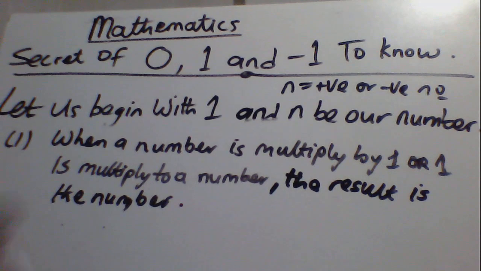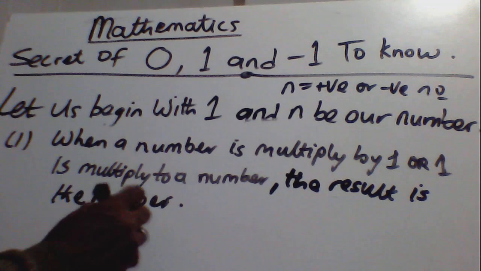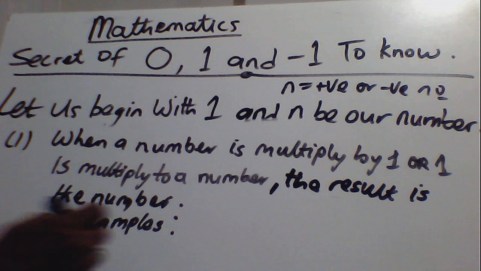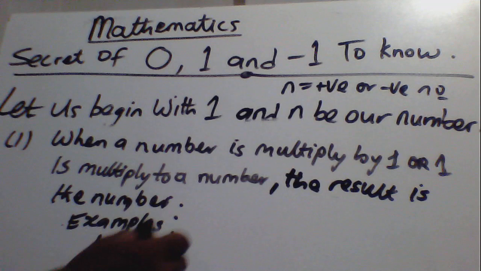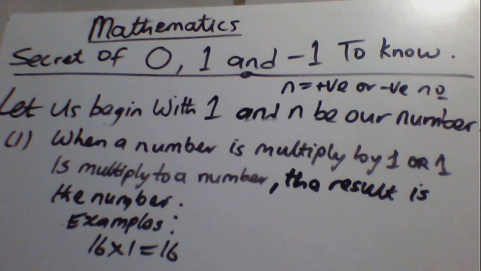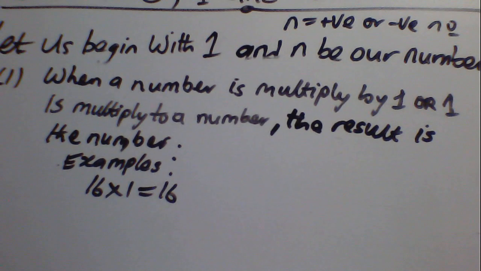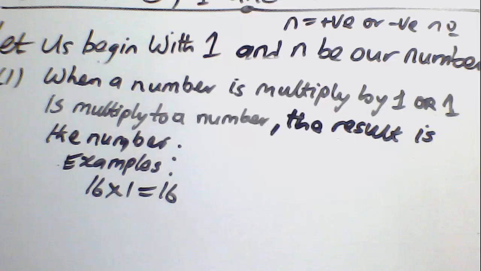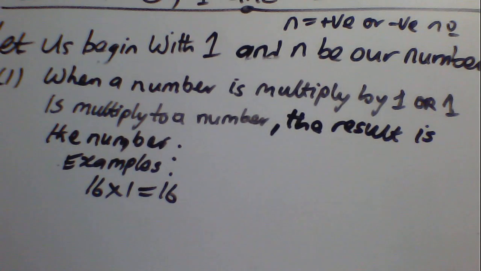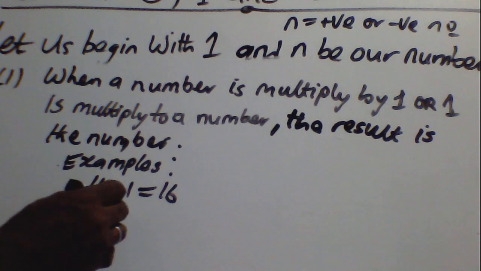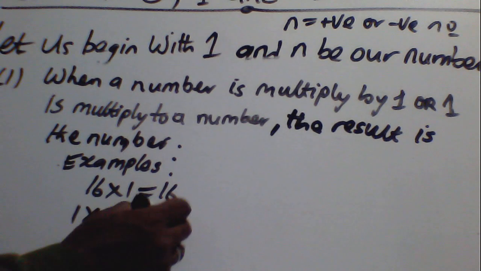So let's look at the example. For example, 16 multiplying by 1 will give us 16. If you look at this sentence, you see that it is correct. When a number, in this case the number we choose is n, it can be positive, it can be negative, is multiplied by 1 or 1 is multiplied by a number, the result is the number. So example, 16 is the number multiplying 1, so we have 16. Again, 1 multiplying a number, 352 in this case, we have what? 352.